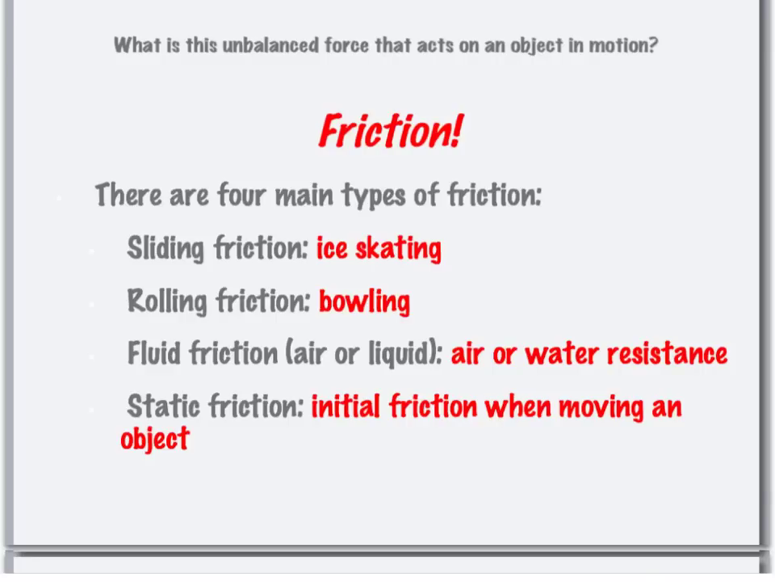And remember, we talked about a book sliding across the floor. The book would continue to be in motion. In other words, it would continue to go at that same constant velocity if it wasn't for sliding friction.